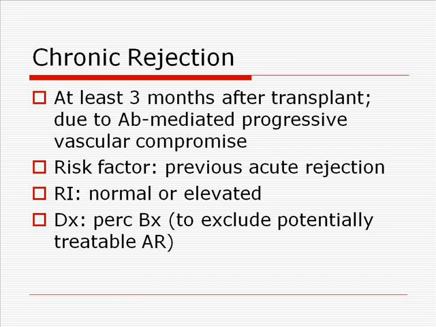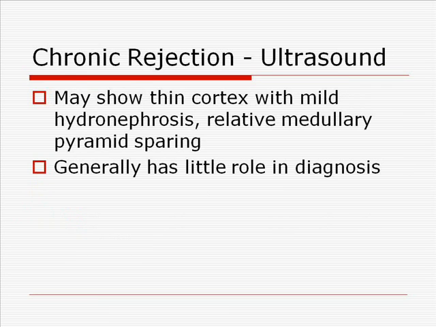Chronic graft rejection on ultrasound will have a thin cortex with mild hydronephrosis on both grayscale ultrasound and radionuclide images. Less specific findings on ultrasound include increased transplant echogenicity and reduced intrarenal vessel numbers. These signs have less prognostic importance, and generally speaking, ultrasound has little role in diagnosing chronic rejection.